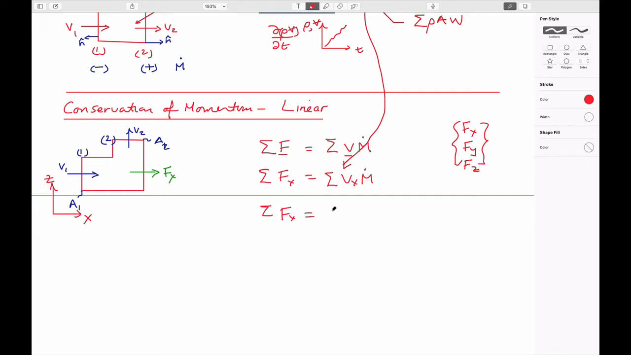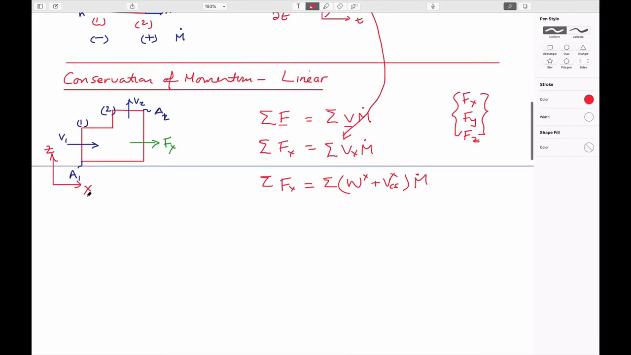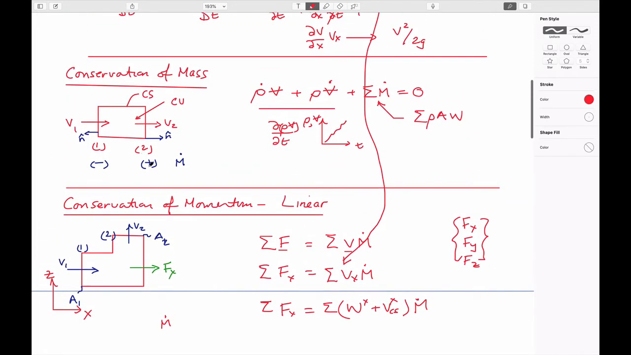Sum to a relative to the boundary velocity in x plus the velocity of the control surface, again relative to x, multiplied through by the mass flow rates. I guess we have to be a bit careful with these signs. We mentioned before that the mass flow rate component is positive if it's leaving, negative if it's going in.